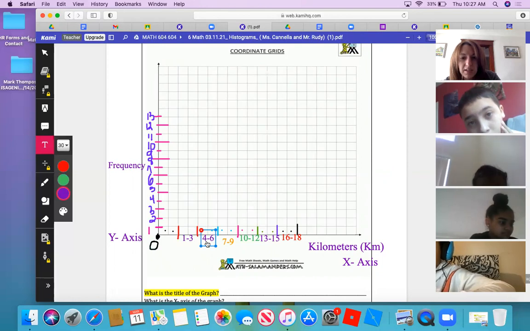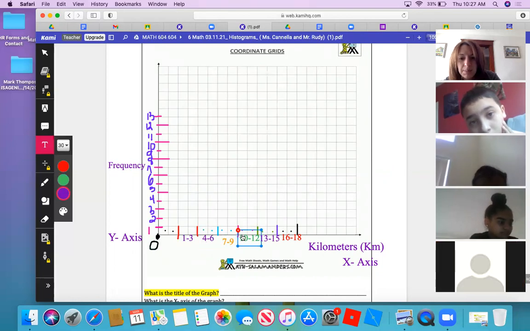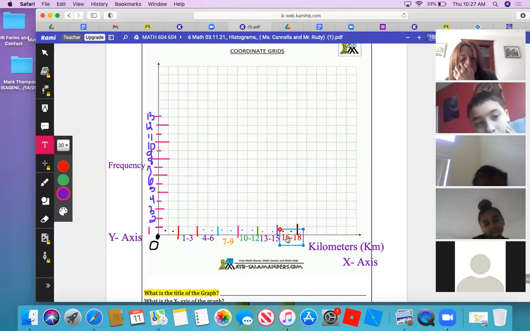Skip, skip, 4 to 6. Skip, skip, 7 to 9. Skip, skip, 10 to 12. Skip, skip, 13 through 15. Skip, skip, 16 through 18. Type yes if you understand that in the chat.